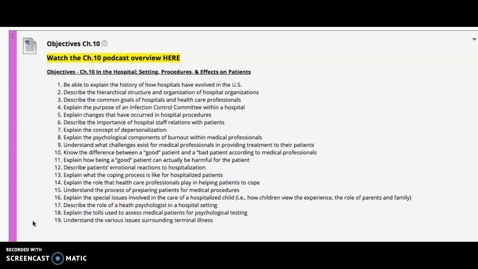We'll also look at knowing the difference between a quote-unquote good patient and a quote-unquote bad patient according to medical care professionals. So if I'm a doctor or I'm a nurse, who would I consider to be a good patient and who would I consider to be a bad patient? What are the qualities of each and characteristics?